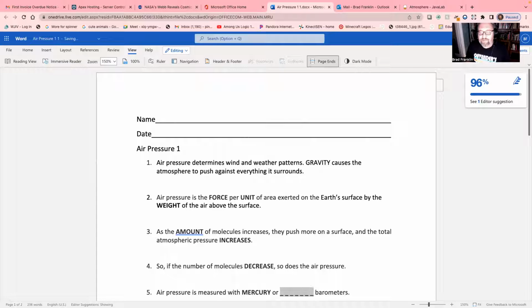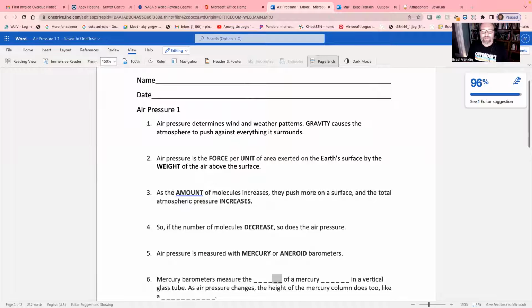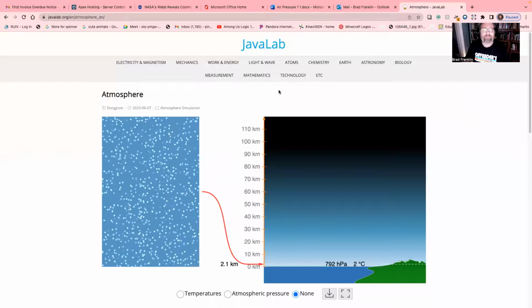Or what's the other kind? Aneroid. That's right. Aneroid. Okay. Number 6. Mercury barometers measure the blank of a mercury blank in a vertical glass tube. Let's look at it. Hold on. There's another Java lab.